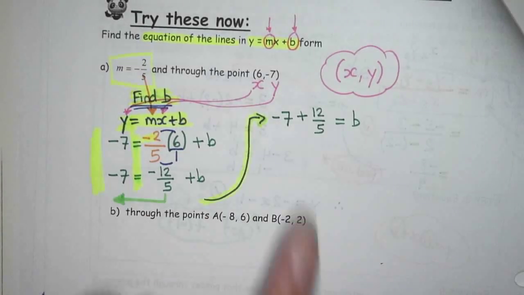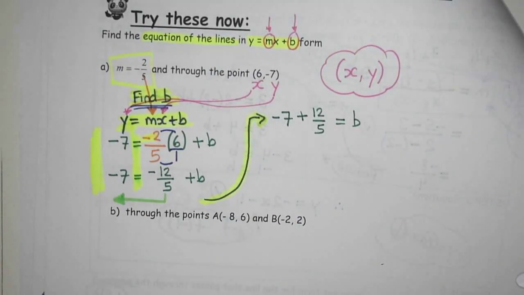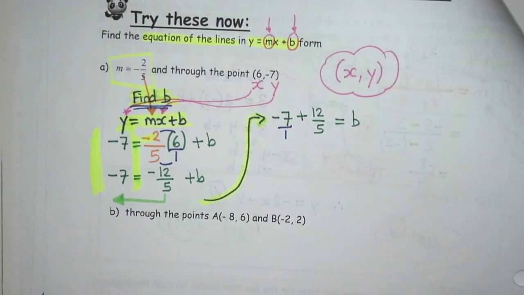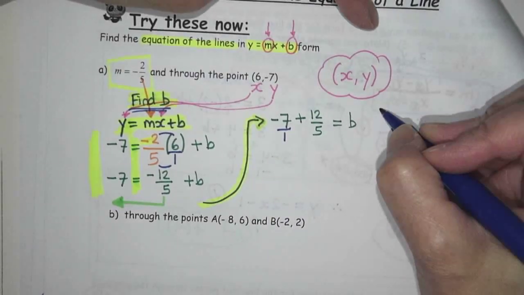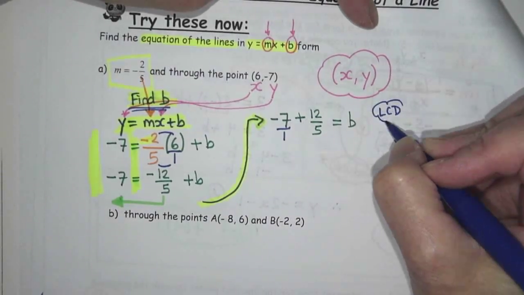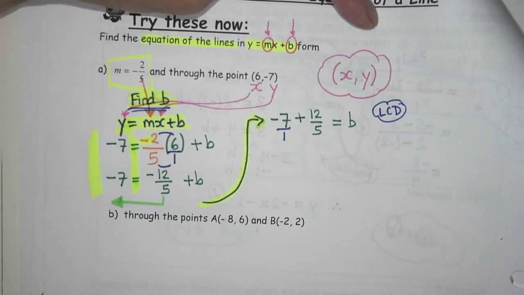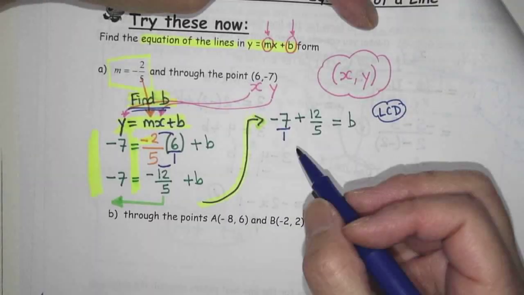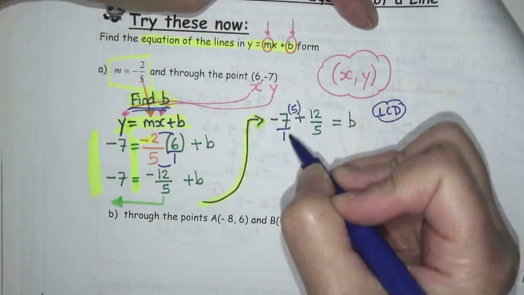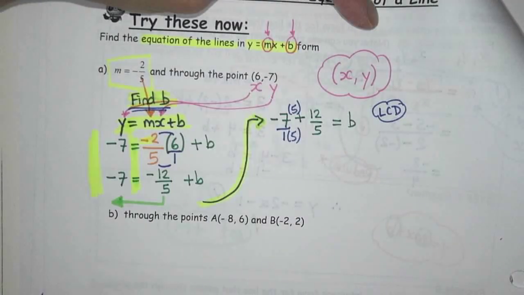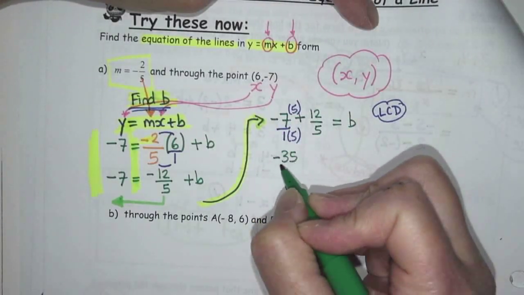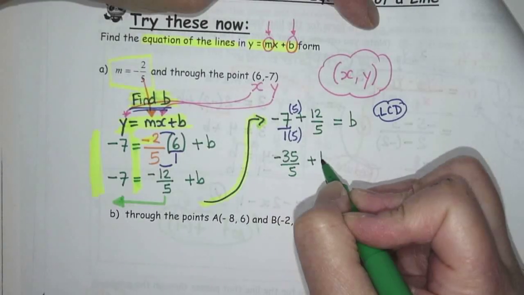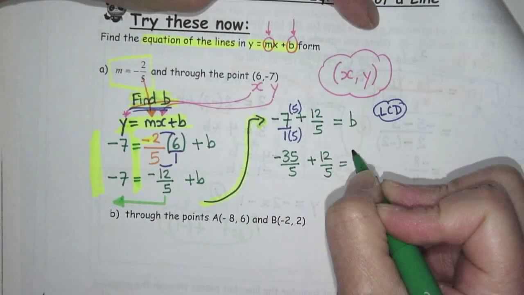When I have whole numbers and fractions, I always say, then I want you to put this over 1, okay? And then we want to do lowest common denominator. So lowest common denominator, that's my brain. So everything in the bubble you don't have to write, you're just remembering that in your brain, which will be 5. So I'm going to multiply by 5, the top and the bottom, and we're going to get negative 35 over 5 plus 12 over 5 equals b.